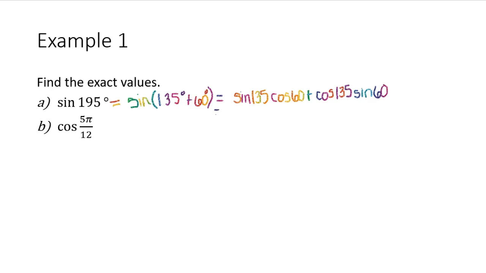Now we're going to simplify this. We're going to look on the unit circle and figure out the sine of 135, the cosine of 60, the cosine of 135, and the sine of 60. All right, at 135 degrees, the sine is the square root of 2 over 2. At 60 degrees, the cosine is 1/2. At 135 degrees, the cosine is negative square root of 2 over 2. Now keep in mind, I'm getting all these numbers from the unit circle. And then the sine at 60 degrees is the square root of 3 over 2.